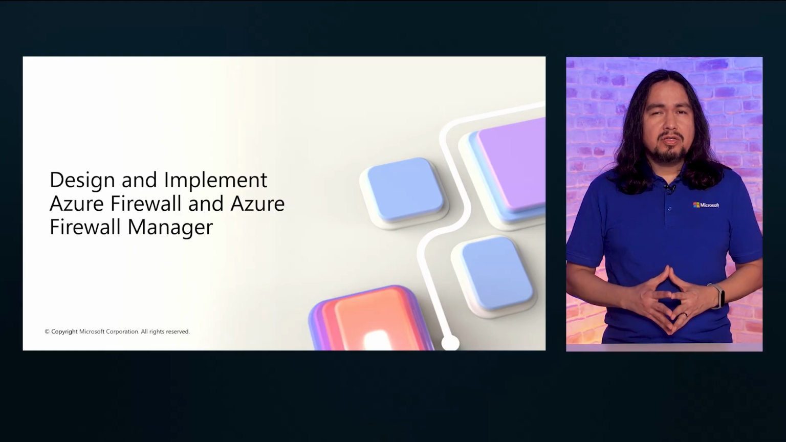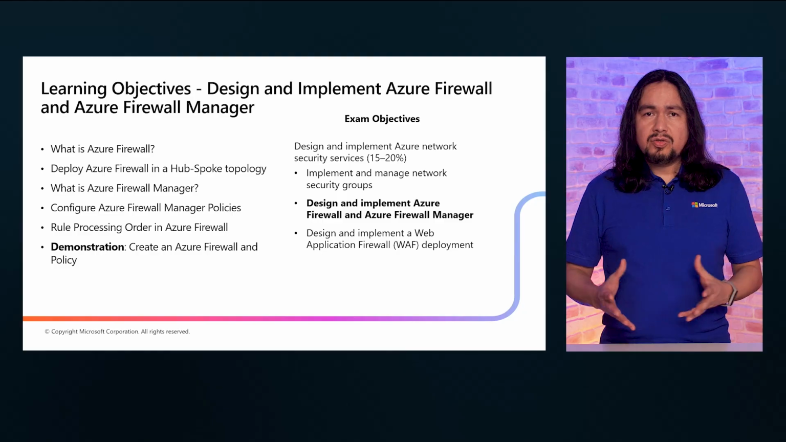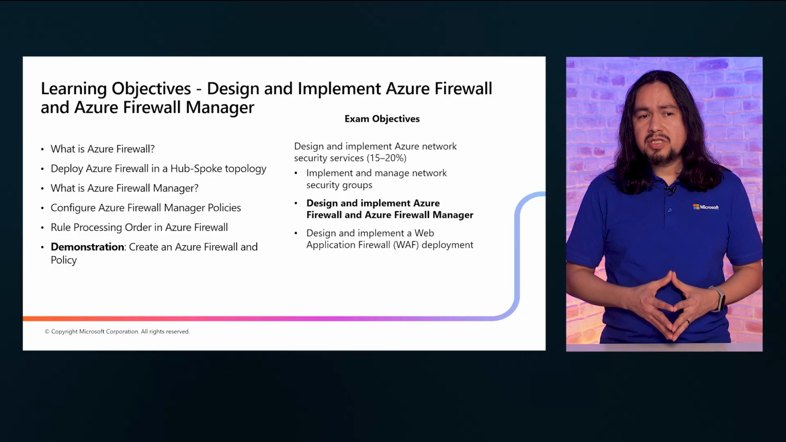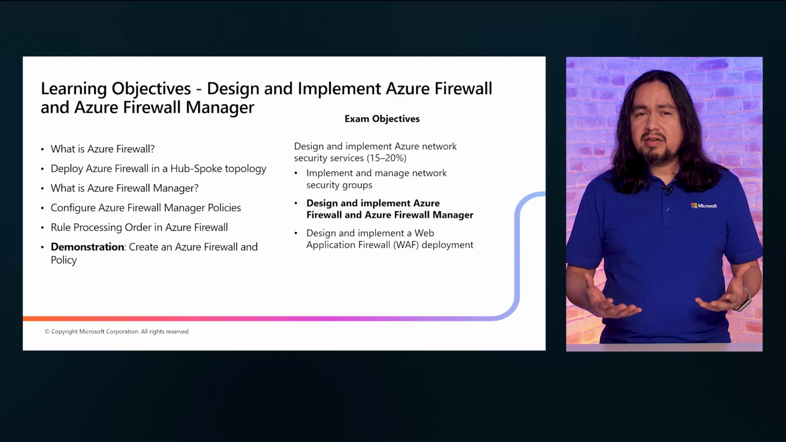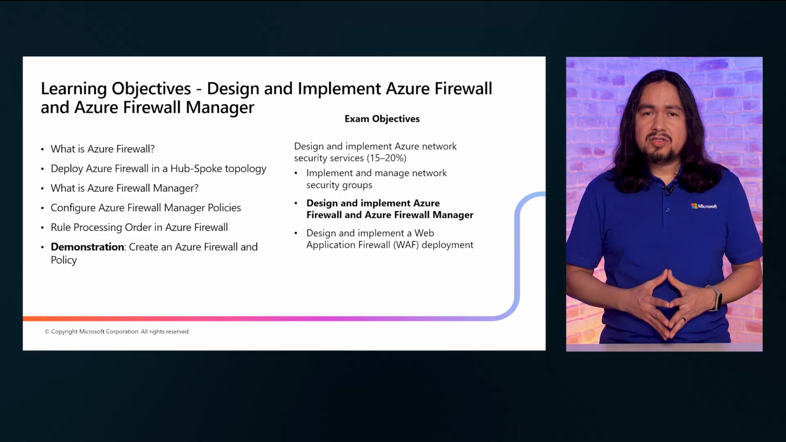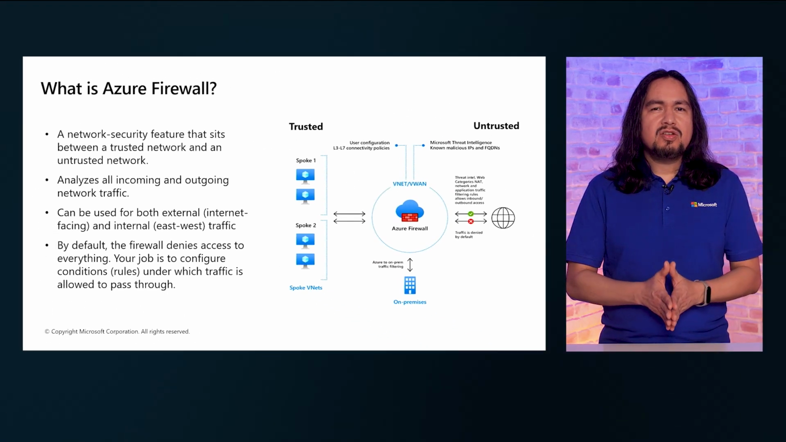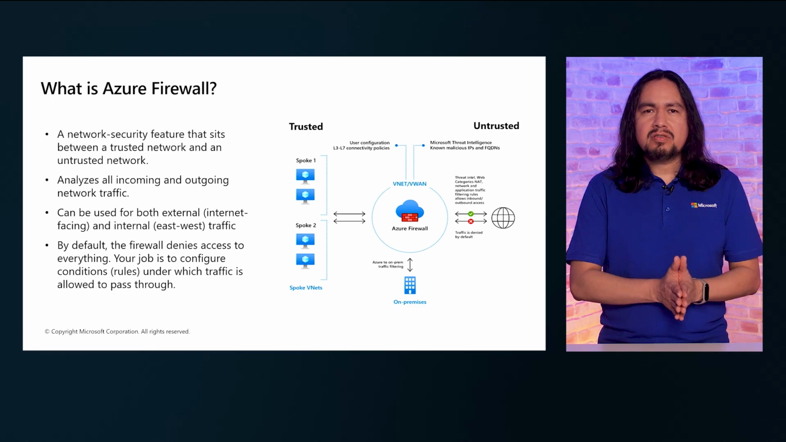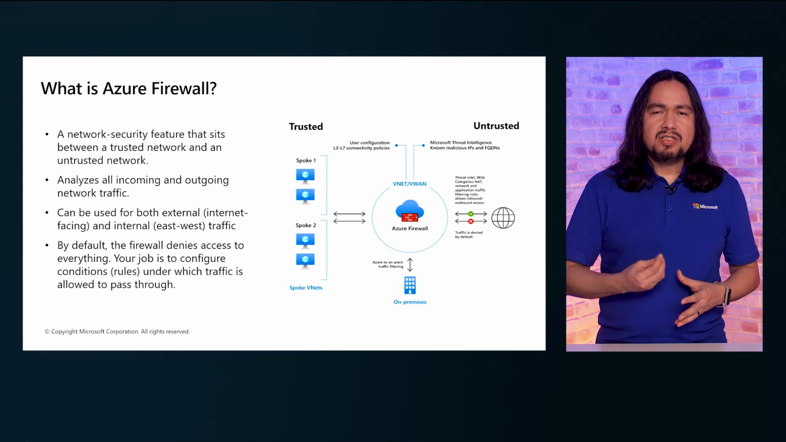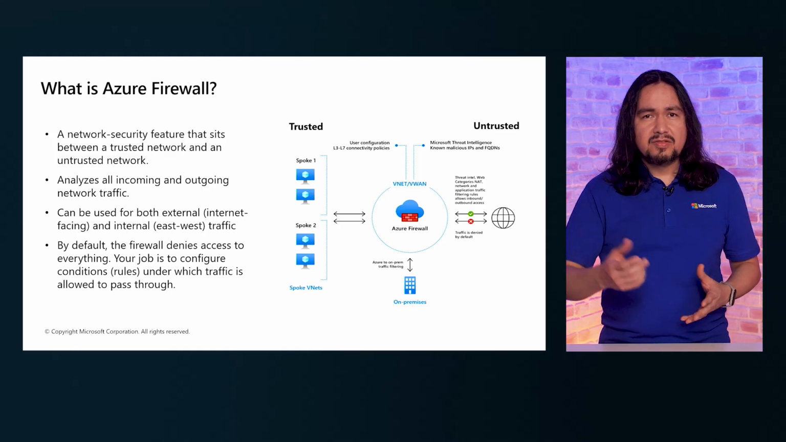In this section, we're going to talk about how to design and implement Azure Firewall. We're going to describe what it is, how to deploy the firewall in a hub-spoke topology, what is the Azure Firewall Manager, how to manage your policies, and the rule processing order in Azure Firewall. Azure Firewall is just like any other firewall. It would sit between your trusted and untrusted networks. It will analyze the incoming connections going through it, or maybe the outbound connections going to the internet, for example.